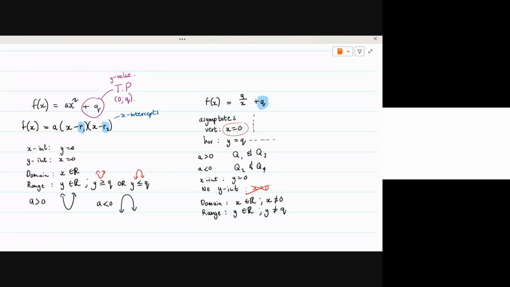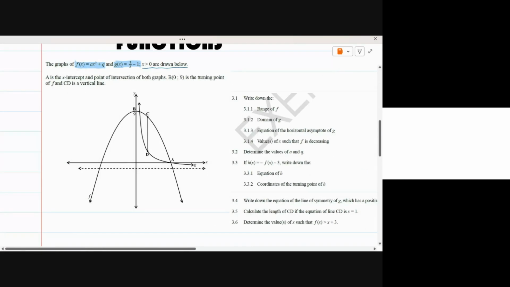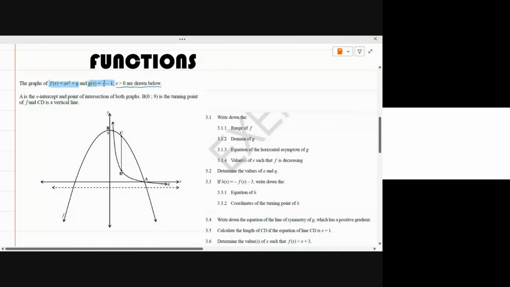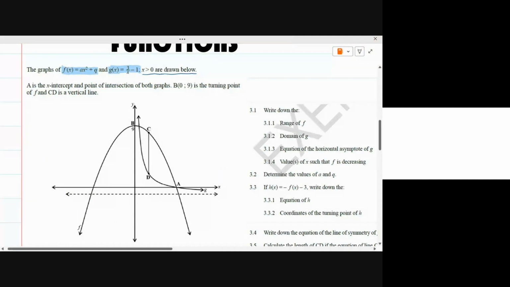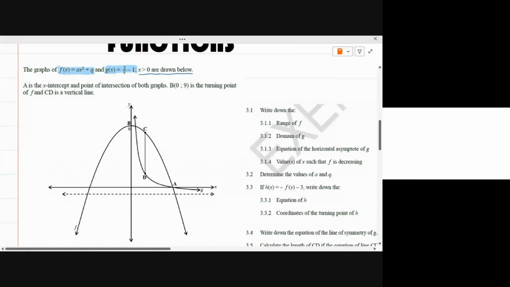Okay, let's look at the question now. The question says here, we've been given the graphs of f of x is equal to ax squared plus q. So we know that we've got a parabola. And g of x is equal to 3 over x minus 1.